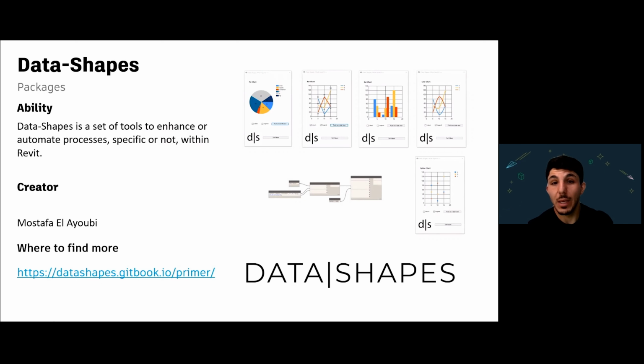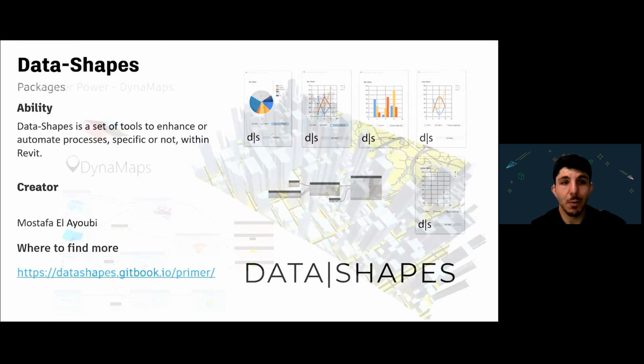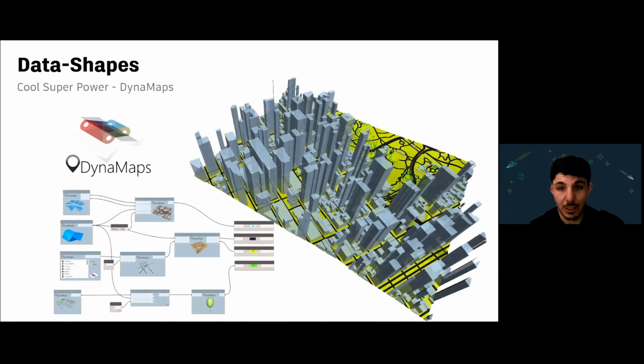In this case, data. All these charts you see can be used with its Datashapes packages and nodes to get data out of your model and put it into the sheets of your model as an image. Highly cool. But my favorite superpower is actually the Dynamaps portion of Datashapes.